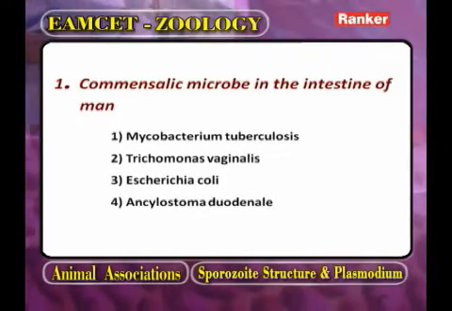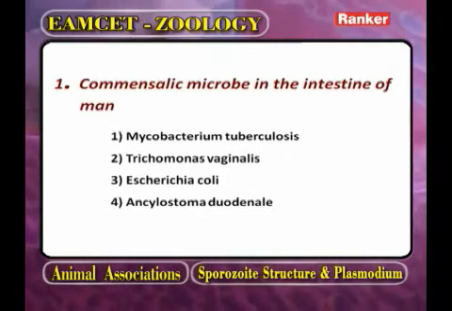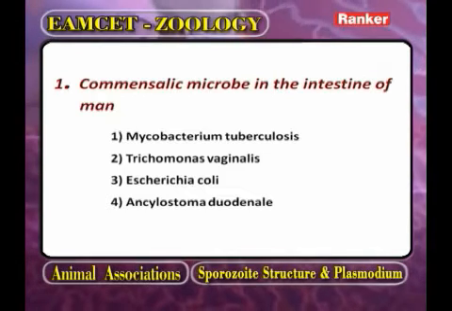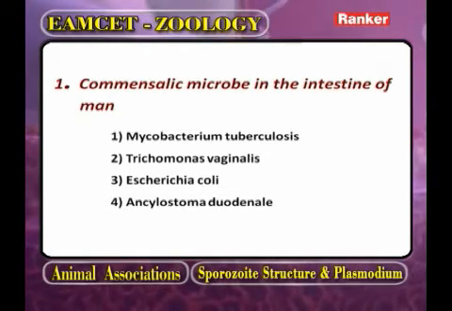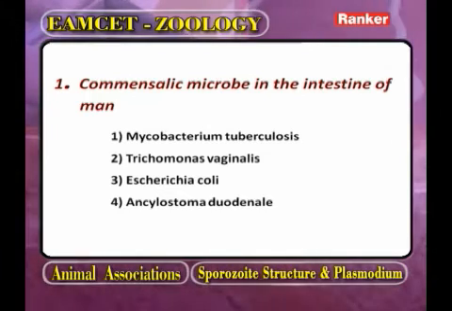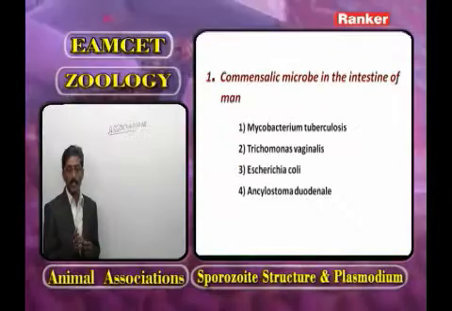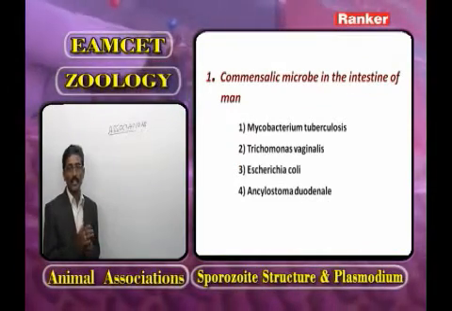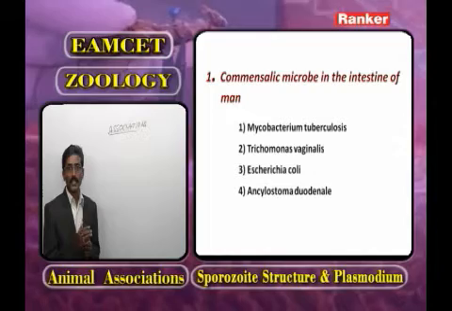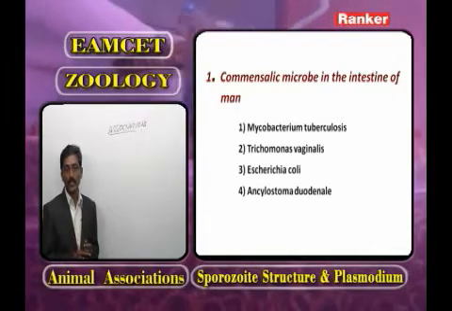Now regarding the animal associations, observe the first bit: the commensalic microbe in the intestine of man. One is Mycobacterium tuberculosis, second Trichomonas vaginalis, third Escherichia coli, and the fourth is Ancylostoma duodenale.